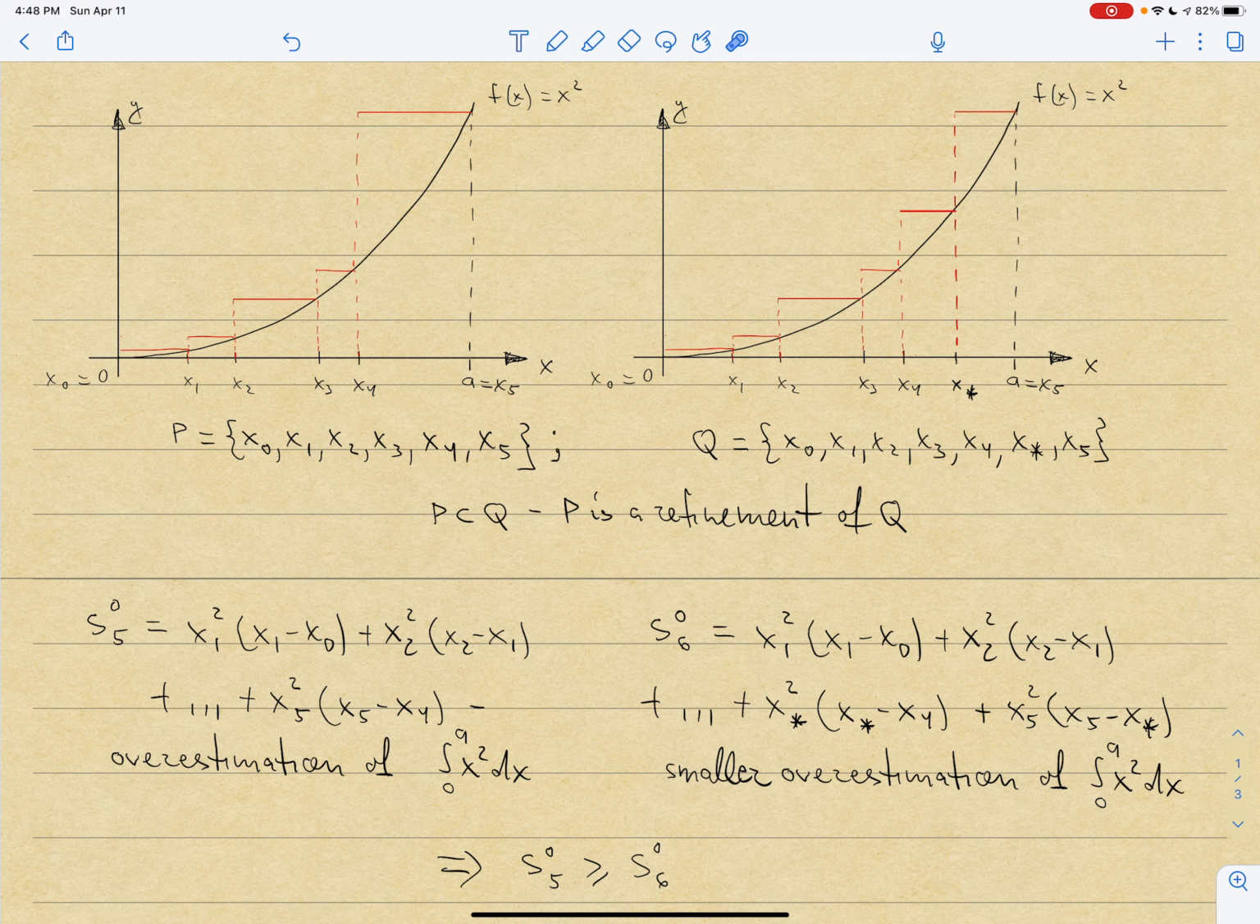So if I take a set of points that I use to produce subintervals, on the left graph it would be 0, x1, x2, etc., and then a equal to x5. So in this case, I'm looking at 5 points. I'm going to call these 5 points a partition. So P is going to be a partition of the interval from 0 to a.